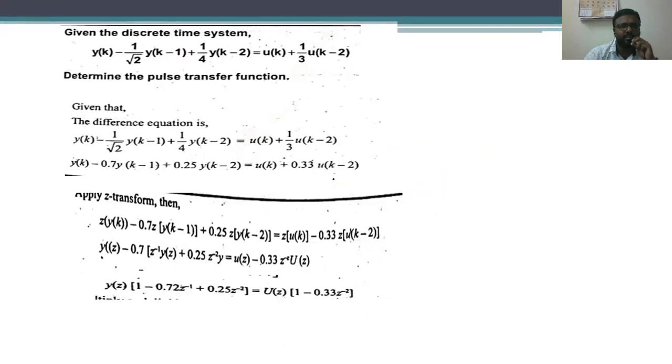He has given the discrete time system as y(k) minus 1 by root 2 into y(k minus 1) plus 1 divided by 4 into y(k minus 2) is equal to u(k) plus 1 by 3 into u(k minus 1). So we need to determine the pulse transfer function.